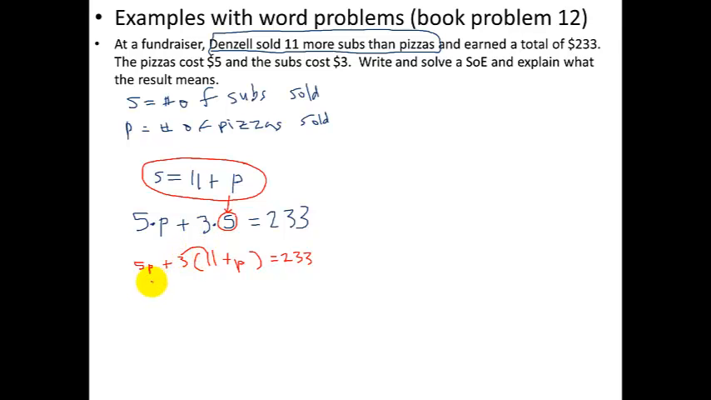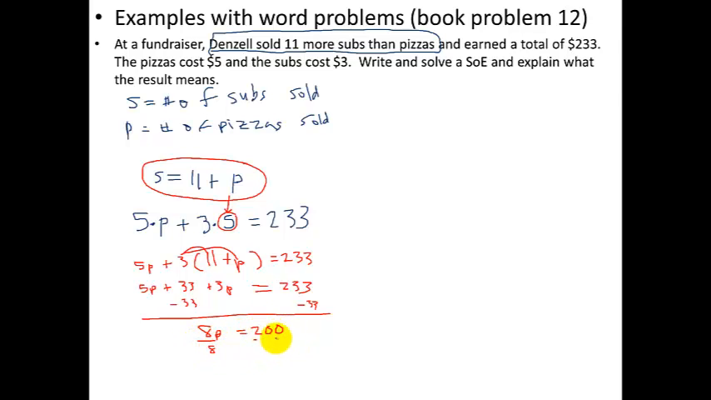Let's distribute here. 5P plus 33. And then 3 distributes in as well to this P. So plus 3P equals 233. I can subtract 33 from both sides. And while I'm at it, let's combine the 5P and the 3P together to give me an 8P. 233 minus 33 works out really nicely for us here, so we get exactly 200.